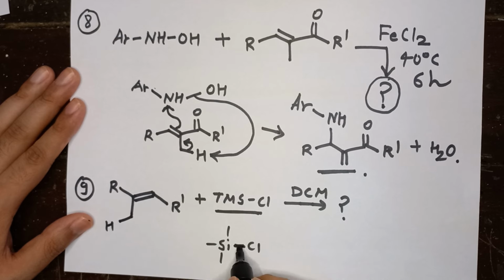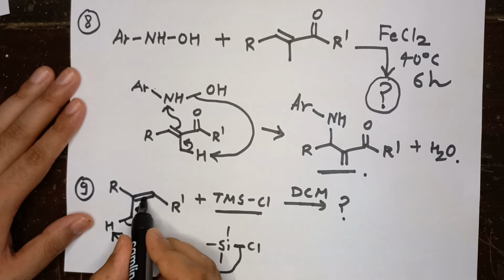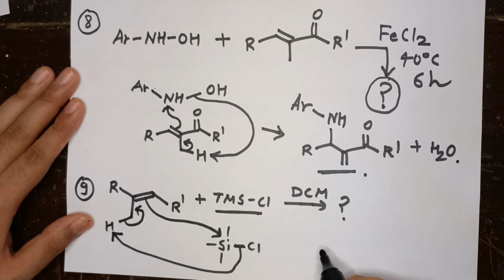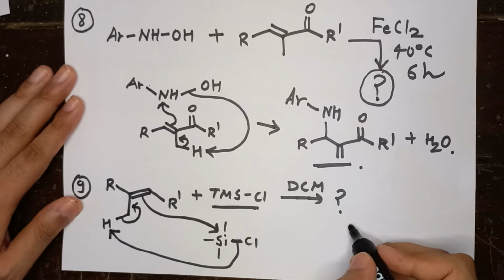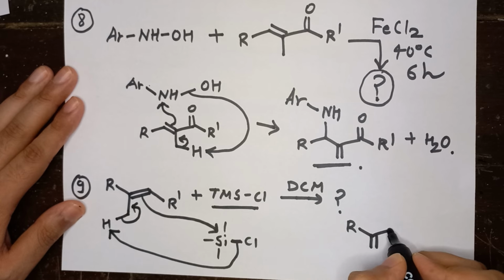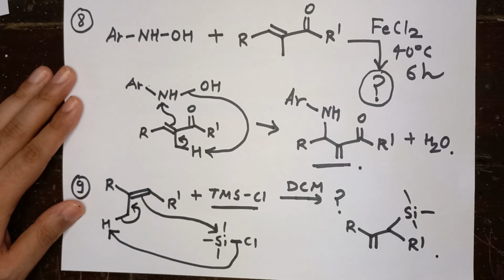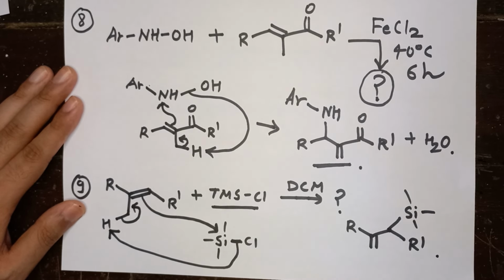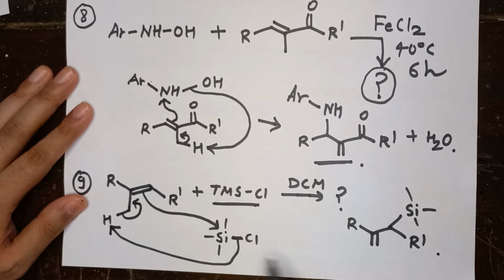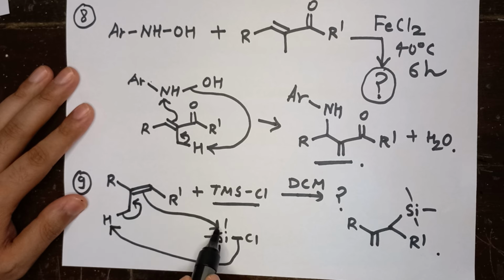So once again, this bond will take this proton, this will form a double bond here, and this double bond will form a bond with silicon. So the product will be this one. So this bond takes the proton, this is forming a double bond here, and this double bond is forming a bond with silicon. So once again, an arrow pushing mechanism, and the byproduct is HCl.